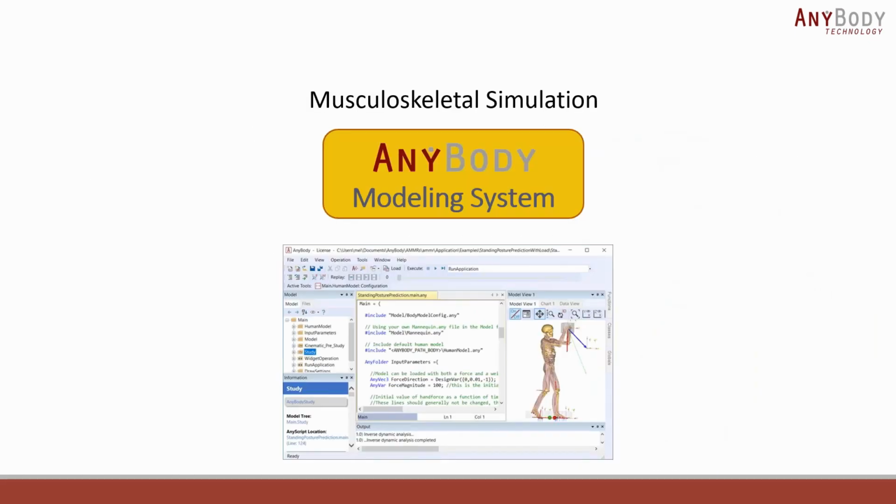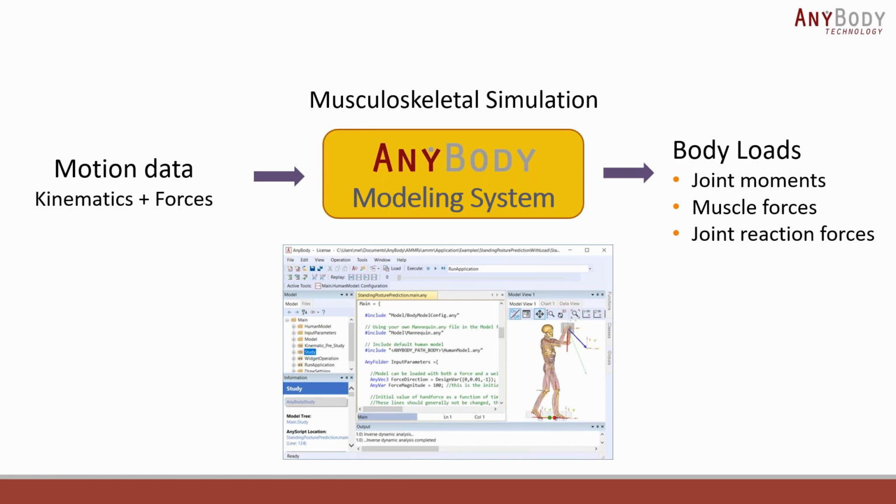First, let me just give a brief introduction to what the Anybody modeling system is. It's a software that allows you to do musculoskeletal modeling. And it's a modeling system, basically. As input, it takes motion data, kinematics, and forces, and it calculates body loads, internal body loads like joint moments, muscle forces, and joint reaction forces. And here at the bottom of the screen, you see a screenshot from the Anybody software.